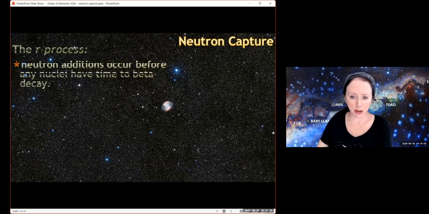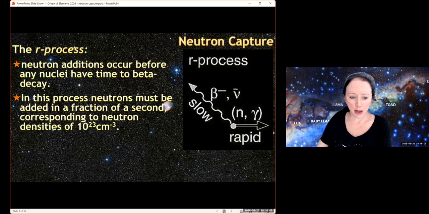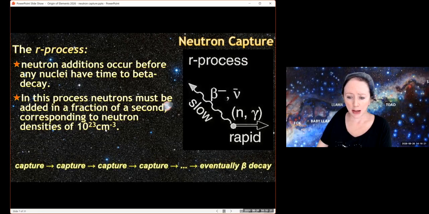Now let's change the conditions. Suppose that instead our nucleus is surrounded by an enormous number of neutrons. It captures one neutron, but before it has time to beta decay, another neutron arrives, and another, and another. And so the sequence looks something like this. Capture, capture, capture, capture, capture, and it keeps going until eventually it's so unstable that it can beta decay. This is the rapid neutron capture process, or R process.